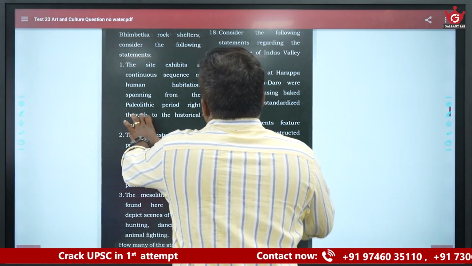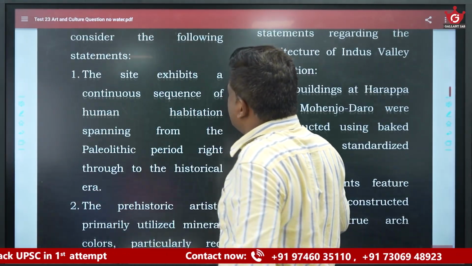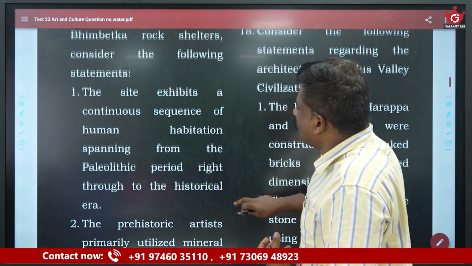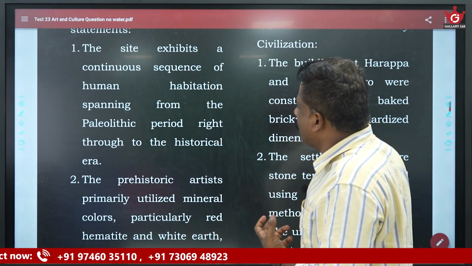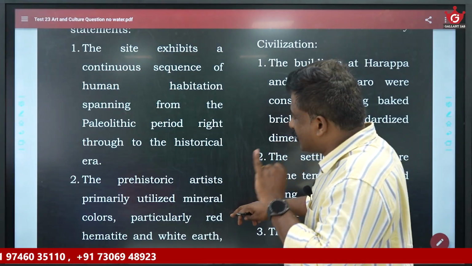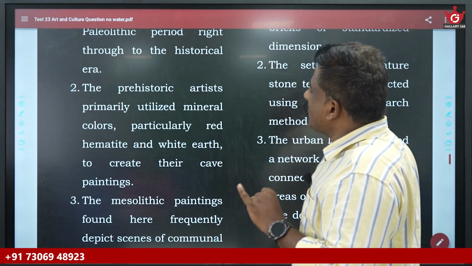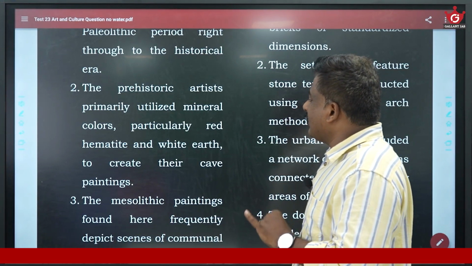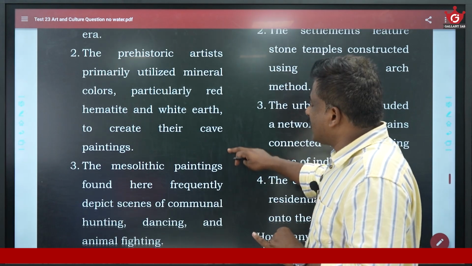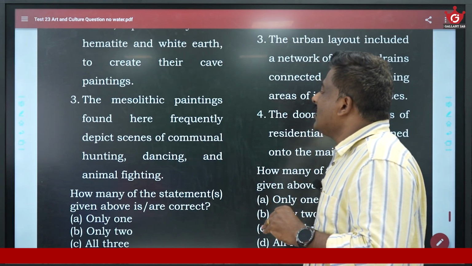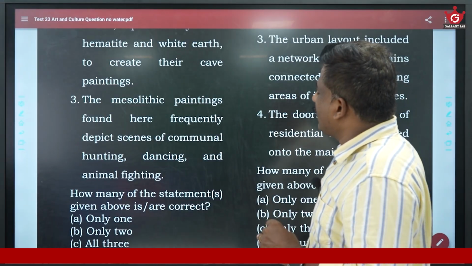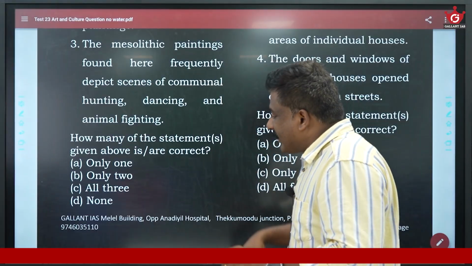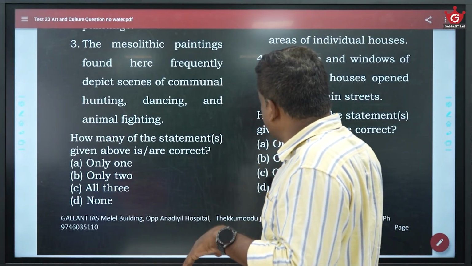Now, there is a question regarding Bhimbetka rock shelters. The site exhibits a continuous sequence of human habitation spanning from the Paleolithic to the historical era, which is absolutely correct. Prehistoric artists primarily utilized mineral colors, particularly red hematite and white earth, to create the cave paintings. Absolutely correct. Mesolithic paintings found here frequently depicted scenes of communal hunting, dancing, and animal fighting. All are correct. All three is the answer. Yes, I will go for all three.